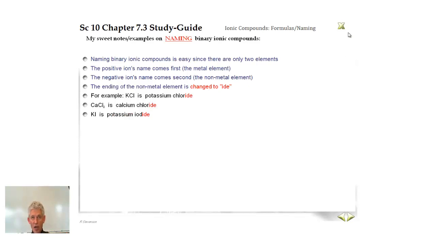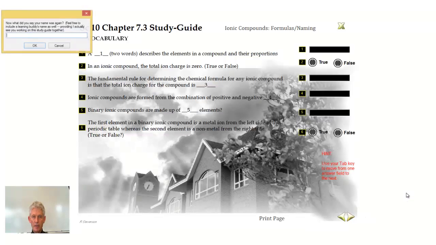If it's oxygen, it's oxide. If it's nitrogen, it's nitride. If it's phosphorus, it's phosphide. I think you get the point. Li2S, lithium sulfide. Iron with oxygen would be iron oxide. And that basically summarizes the naming of binary ionic compounds.